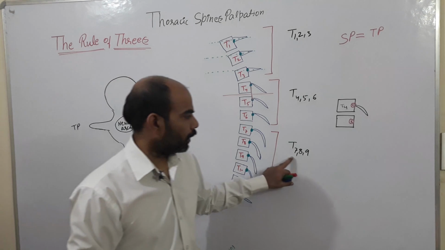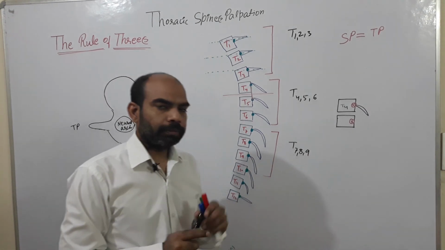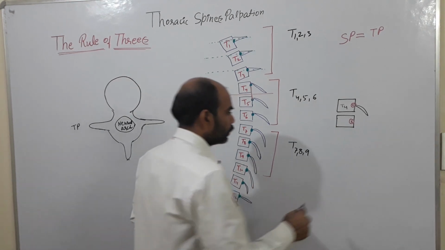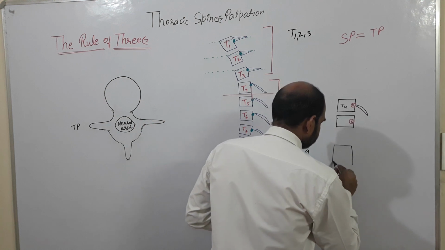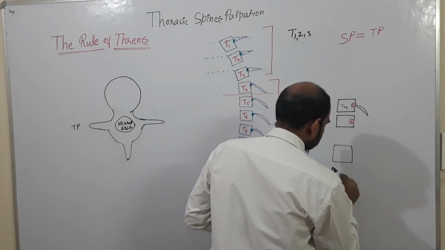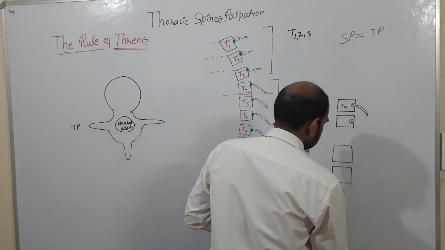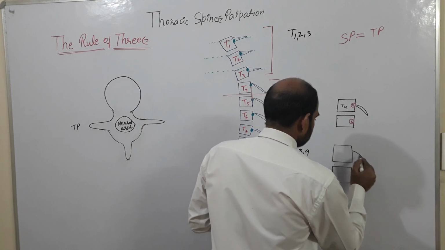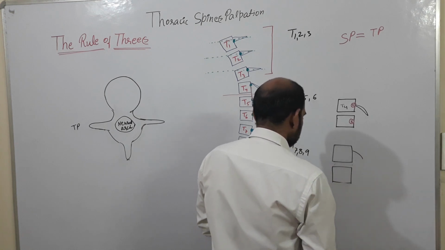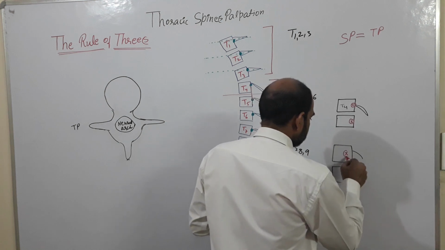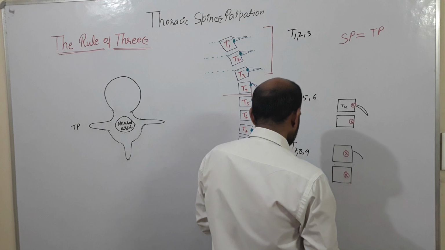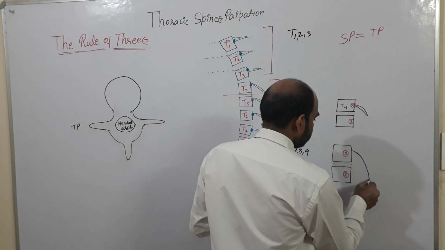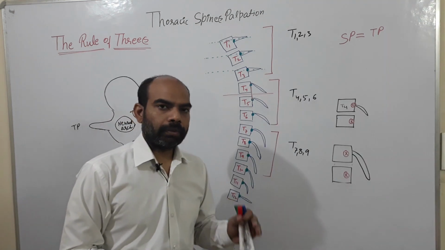And in case of 7, 8, 9 vertebrae, the spinous process moves down and reaches the transverse process of the lower vertebra. So it is supposed like that. Suppose this is the level of the transverse process. So the spinous process of our vertebra moves down and reaches the transverse process of the lower vertebra.